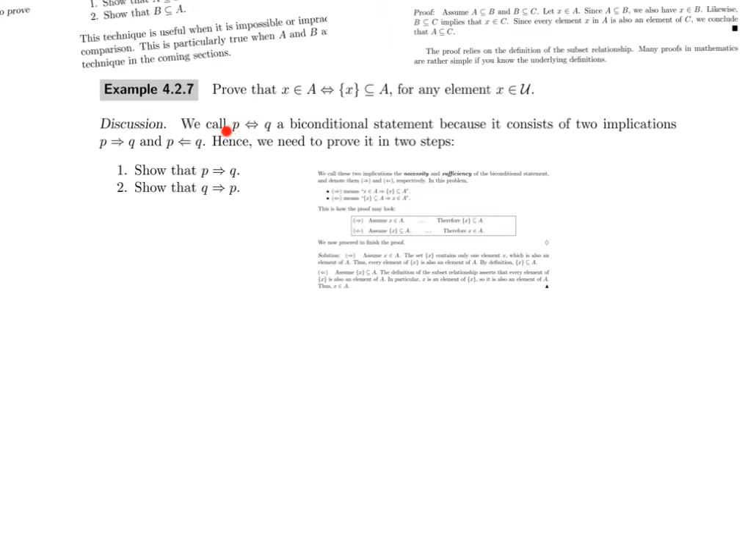We have to remember P if and only if Q is a biconditional statement, which means to prove that it's true, we need to show if P then Q and if Q then P. Notice they write it in an interesting way here. If P then Q and if Q then P. This explains why in the previous section you were seeing the implication arrow going in different directions.